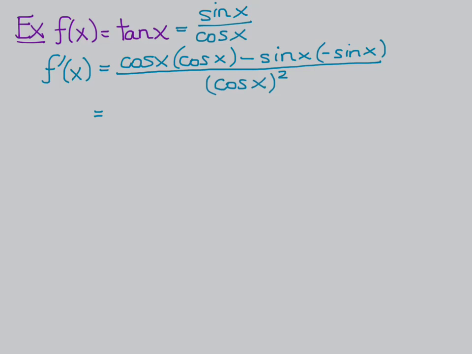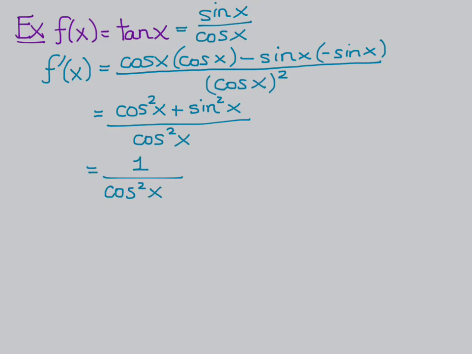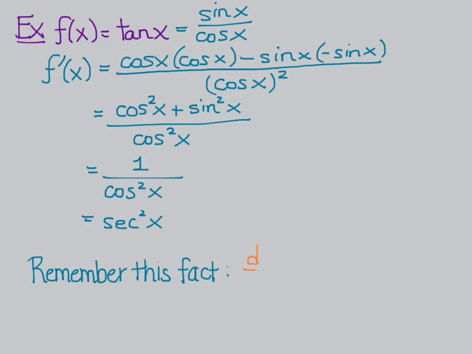So this one we will simplify. Notice that we have cosine squared x plus sine squared x over cosine squared x. And remember, the Pythagorean rule says that cosine squared x plus sine squared x equals 1. So we really have 1 over cosine squared x, which is the same as saying secant squared x. So the derivative of tangent x is secant squared x.